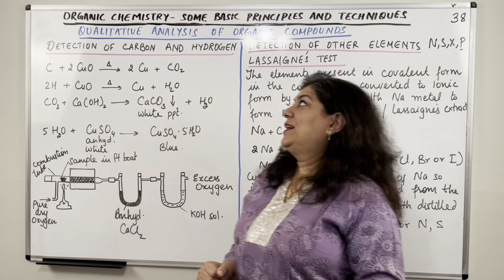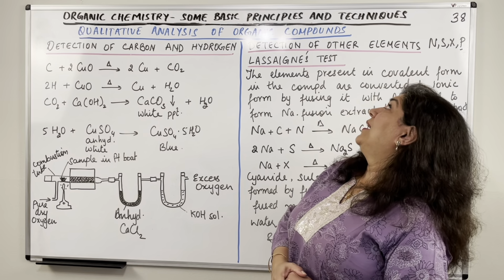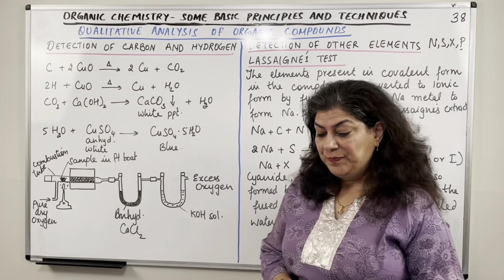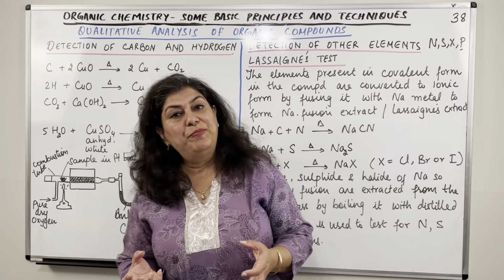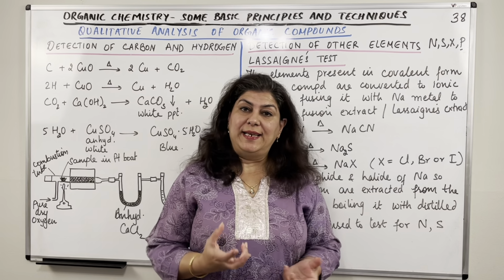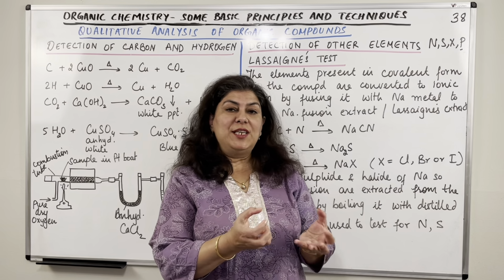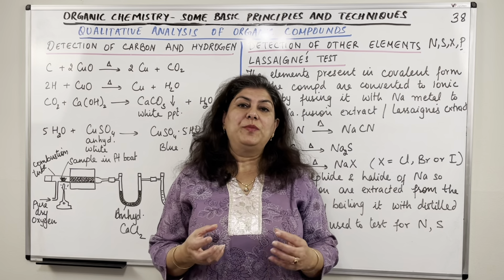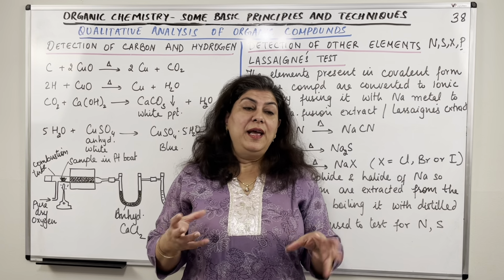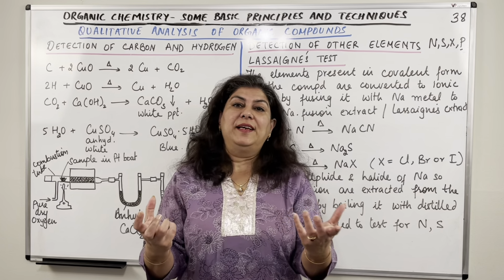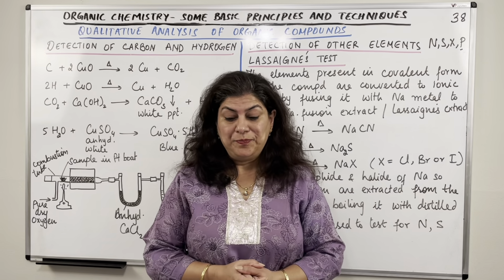Let us now start studying about qualitative analysis of organic compounds. In the laboratory, you have been doing the salt analysis, where a salt is an ionic compound. It is made up of a cation and an anion, and when you analyze the cation and the anion, you can tell what salt it is.